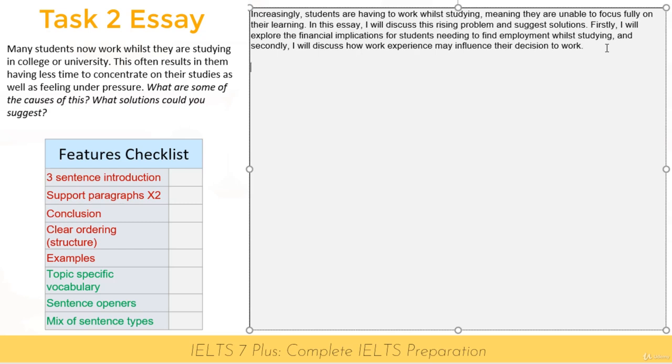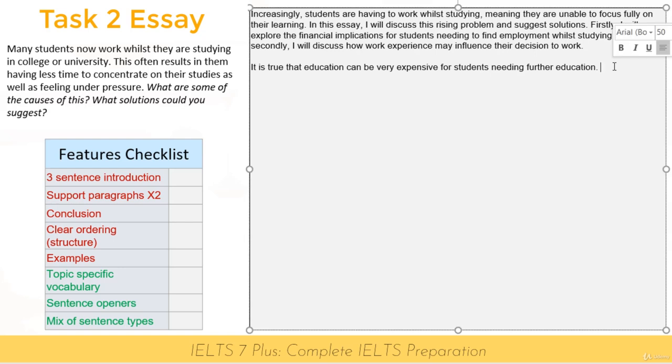So I can now move on to my support paragraph. So from the plan, we were starting off to discuss in the first paragraph about the financial reasons for students needing to work. It is true that education can be very expensive for students needing further education. That's my topic sentence. So I'm talking about the expense, the financial implications, and I need a support sentence here.